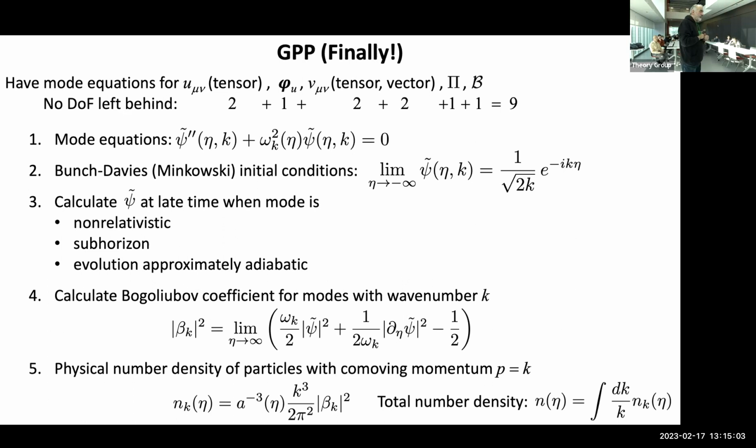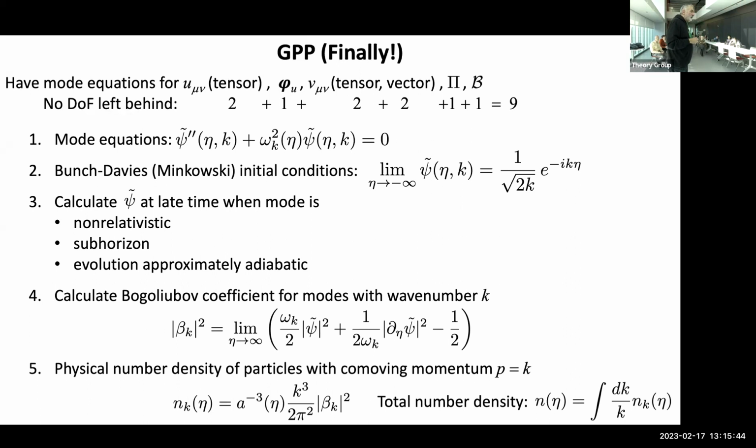So we have the mode equations that we want to solve, and we need initial conditions. We use the Bunch-Davies or Minkowski initial conditions, and then calculate psi for S, B, and T at late times, when the mode is non-relativistic, sub-horizon, and the evolution is approximately adiabatic. So then we can define a particle. Calculate the Bogoliubov coefficient for the modes with wave number k.